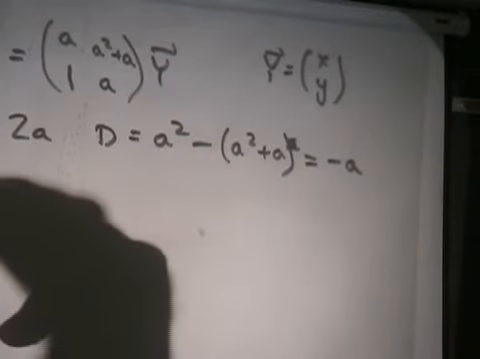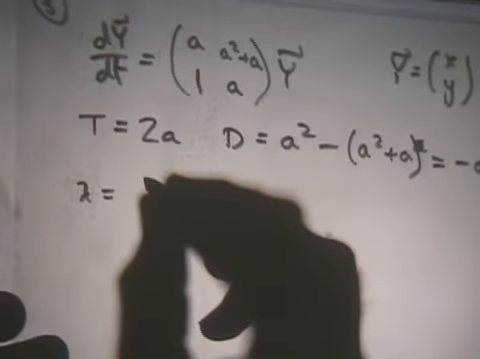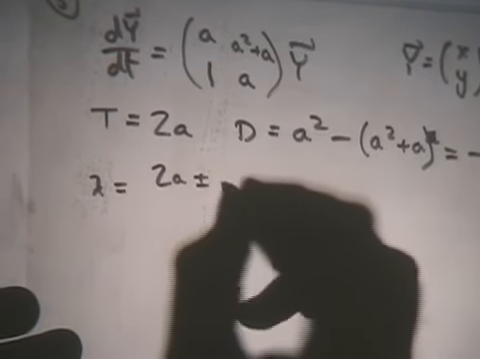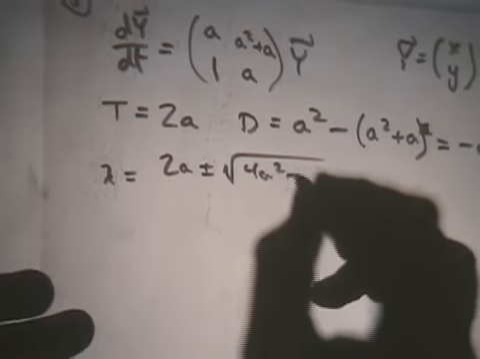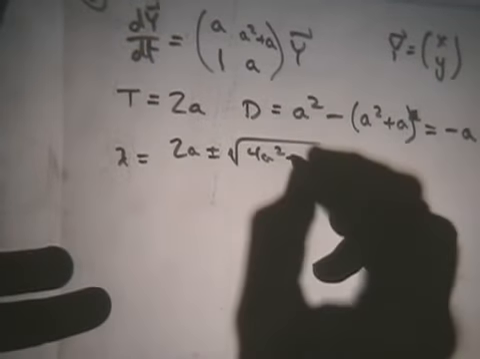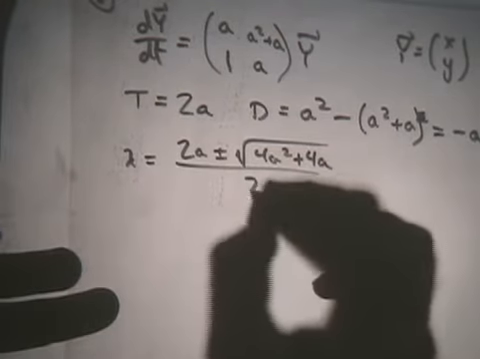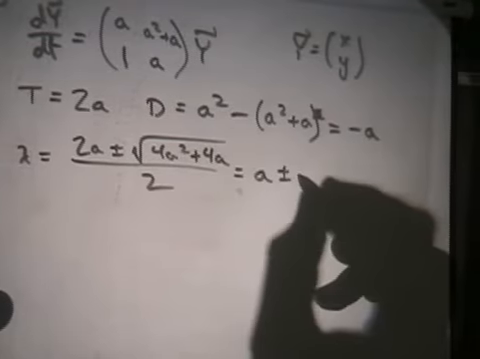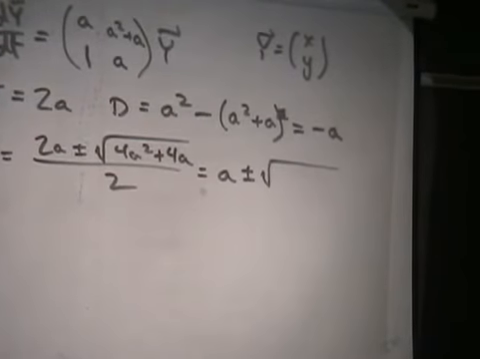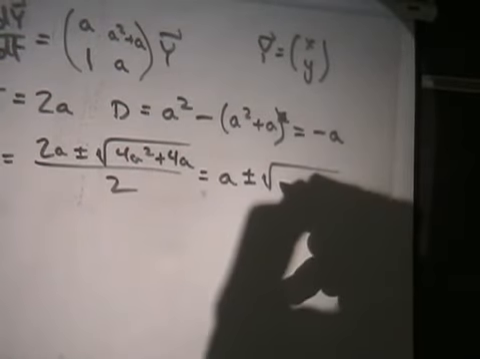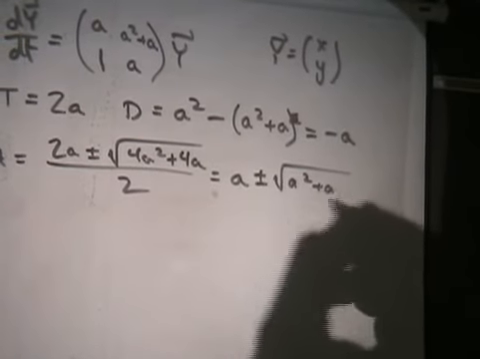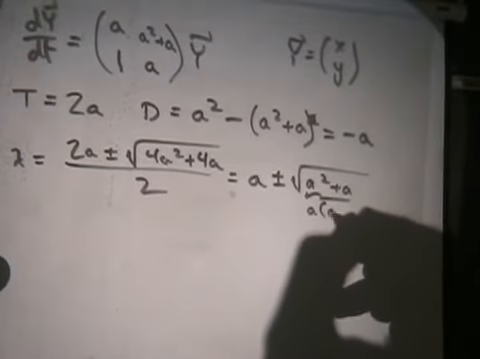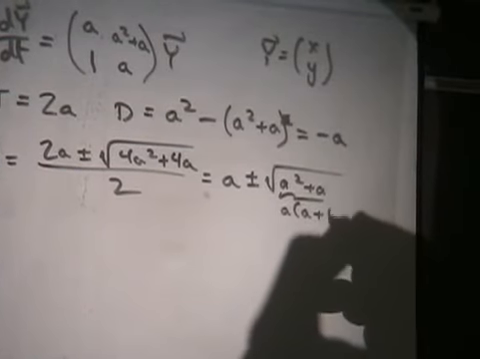So we can quickly find the eigenvalues. Trace is 2A, plus or minus the square root of the trace squared, which is 4A squared, minus 4D, which is plus 4A, all over 2. This will simplify to A plus or minus. We can factor the 4 out of the expression under the square root, and the square root of 4 is 2, and we can cancel the 2 at the bottom. And we're just left with the square root of A squared plus A inside, or if you like, you can write that in factored form as A times A plus 1.